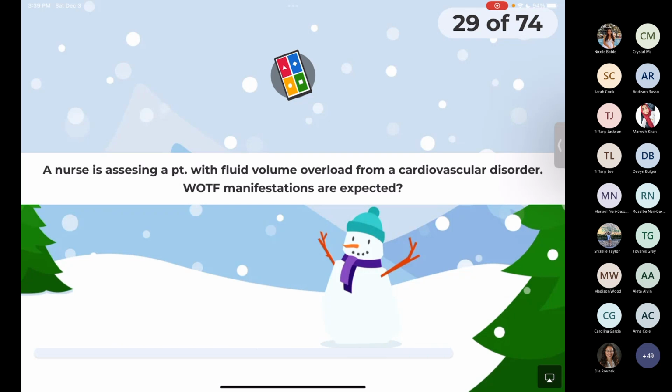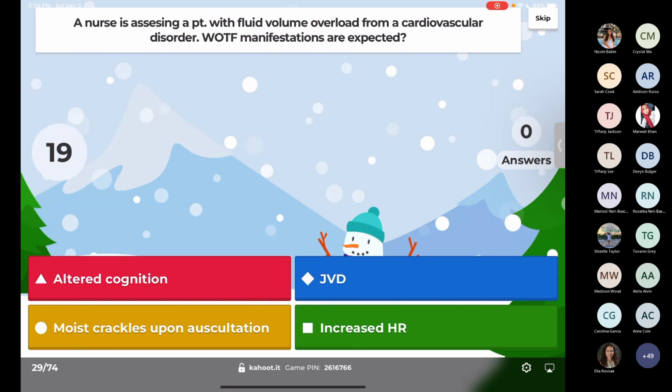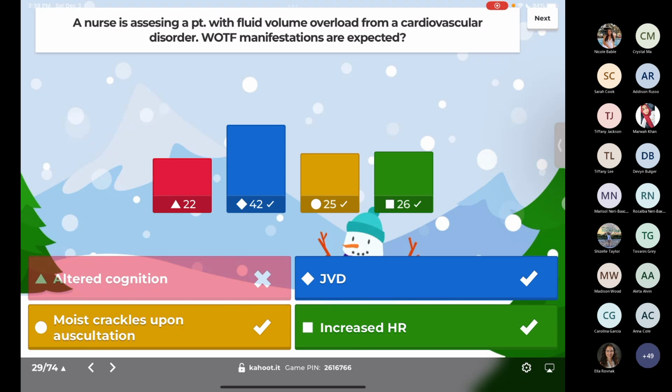All right, a nurse is assessing a patient with fluid volume overload from a cardiovascular disorder. Which of the following manifestations are expected? Good job, guys. So remember, fluid volume overload, you're going to have crackles, you're going to have JVD and an increase in heart rate.